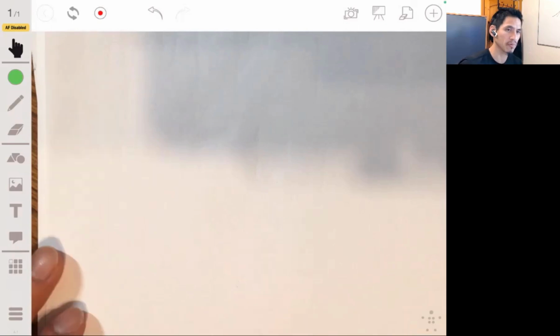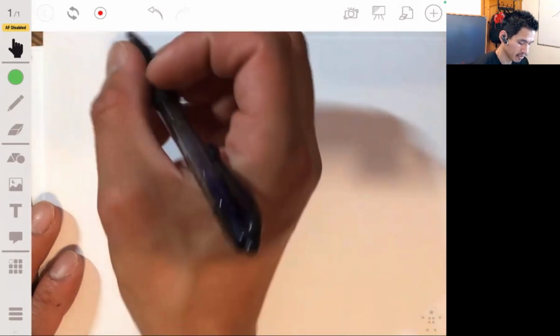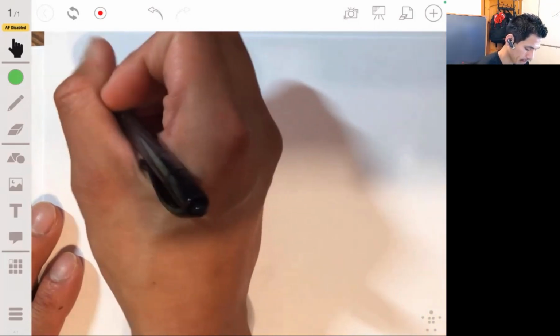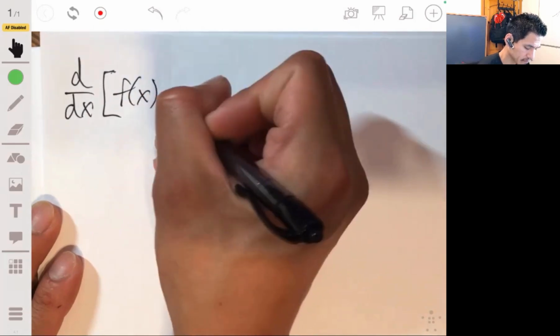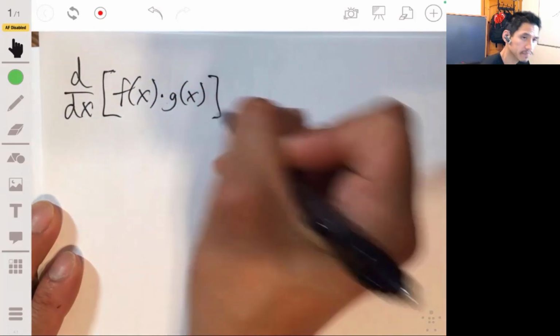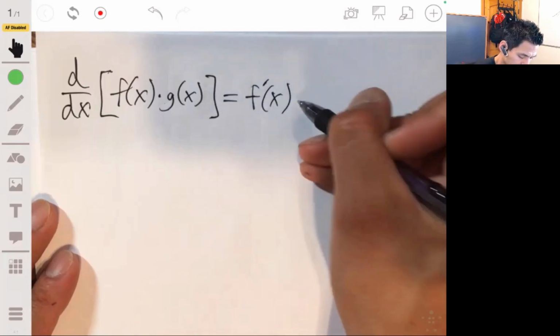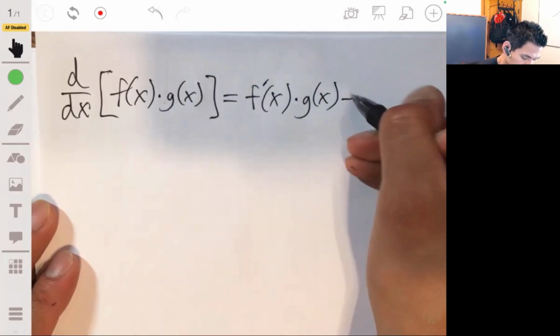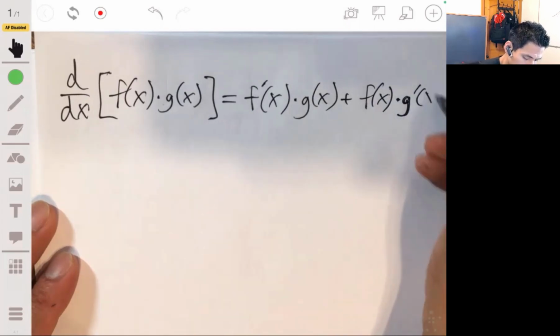Now, the last couple of rules for derivatives, make sure you know them. These are very useful. You've got the product rule. You want to find the derivative of f of x times g of x. This would be equal to the derivative of f of x, f prime of x, times g of x, plus f of x times g prime of x.